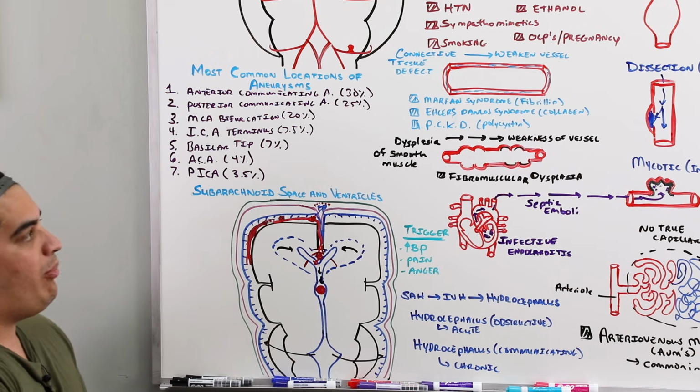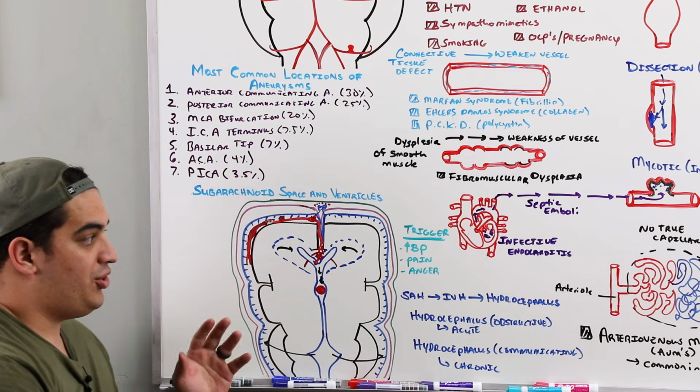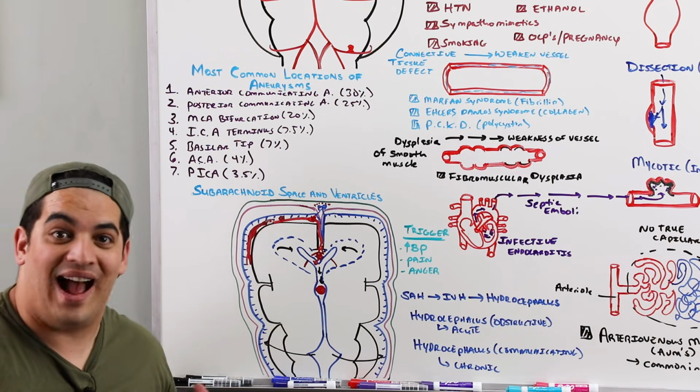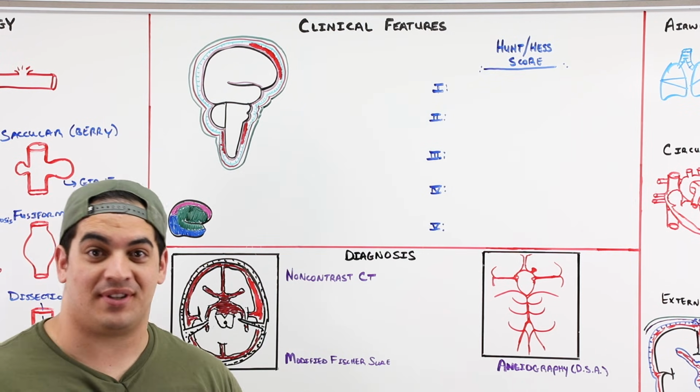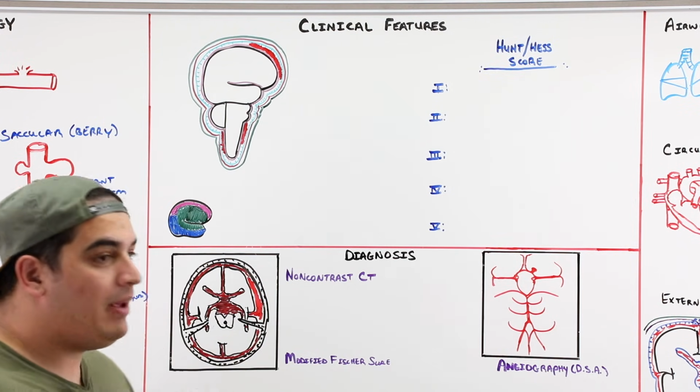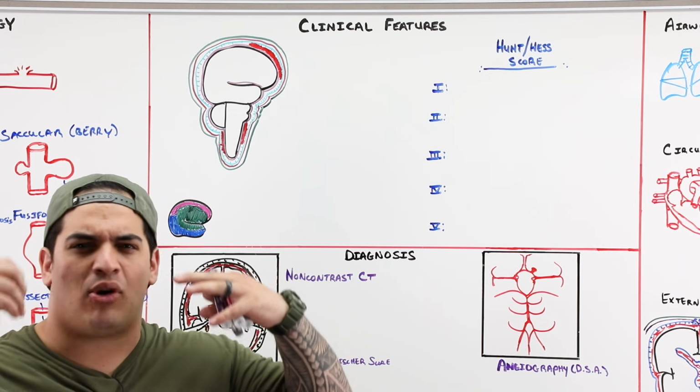So that is the last part of the etiology and pathophysiology that I want you guys to remember for subarachnoid hemorrhage. Now, let's talk about the clinical features. All right, Ninja Nerds, now let's talk about the clinical features of subarachnoid hemorrhage. So the big thing to think about here is whenever that blood's in the subarachnoid space, right?